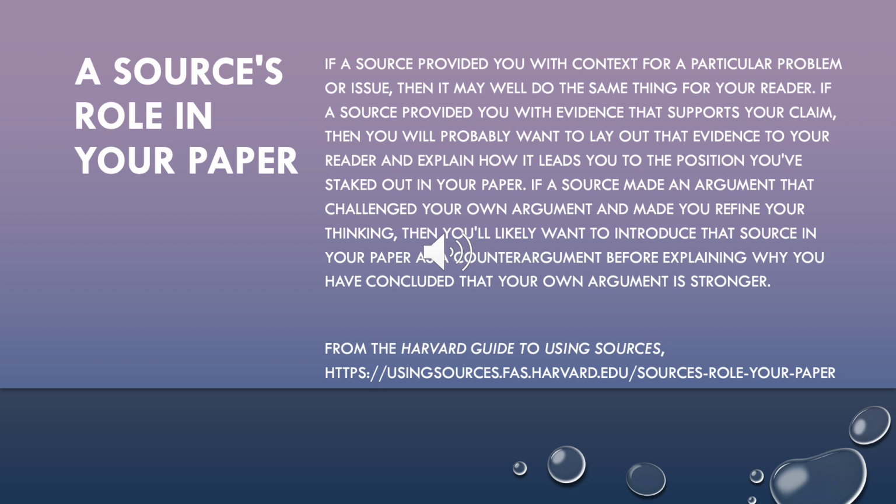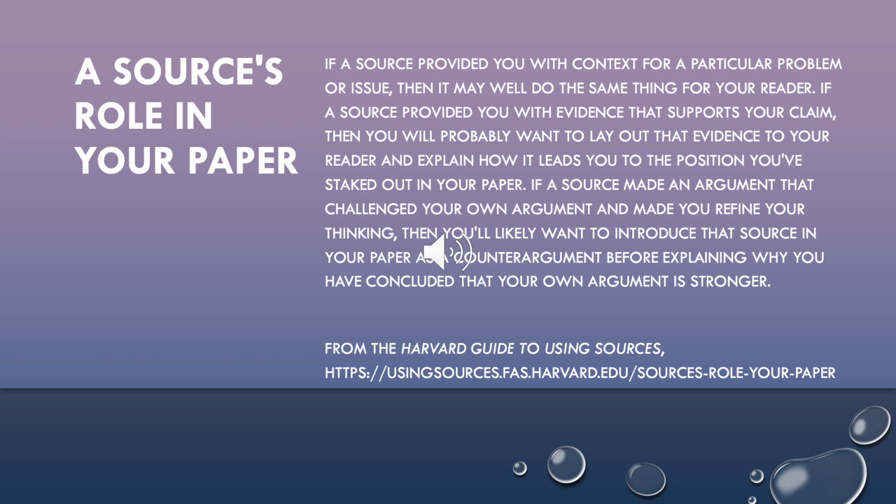A source's role in your paper. When you begin to write your paper, you need to think about how you're going to use your source. Begin by thinking about the role that source played in your research process. For instance, if a source provided you with context for a particular problem or issue, then it can probably do the same thing for your reader. If a source provided you with evidence that supports your claim, then you may want to share that evidence with your reader and so forth.